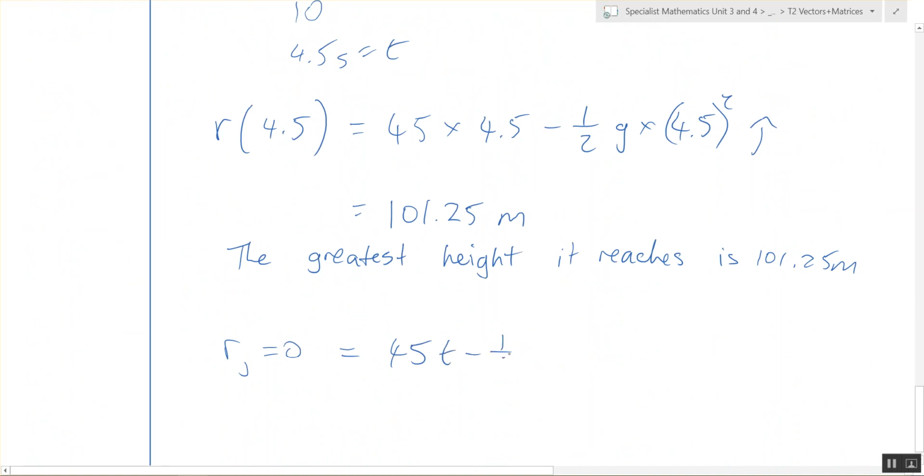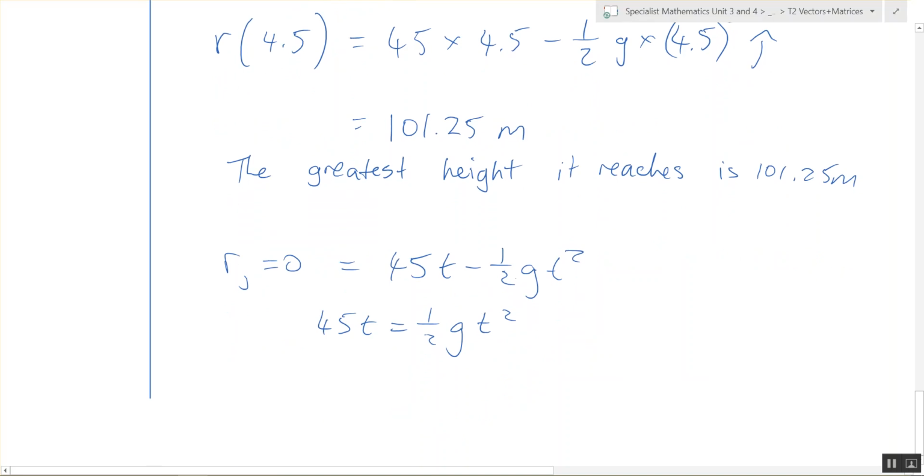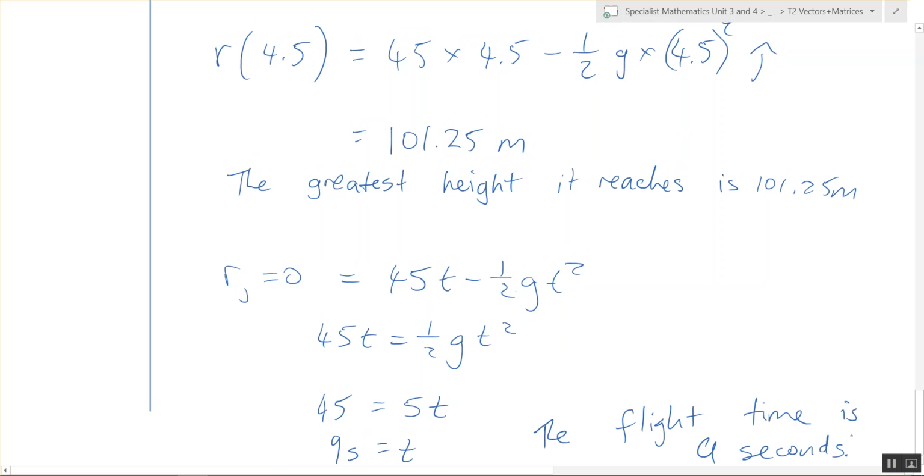45t minus half g t squared. So bring the 45 over. Actually, bring this over. Divide both sides by what? t. Sub in g equals 10. So is the timesing the halfway right? 4.5 times 2. I'm trying to show you all these different conditions that hopefully you've seen in physics as well.